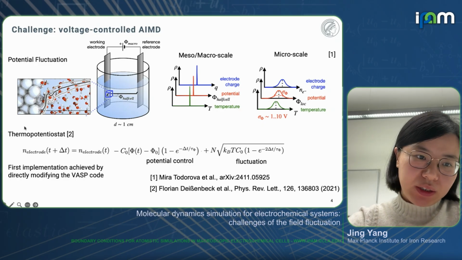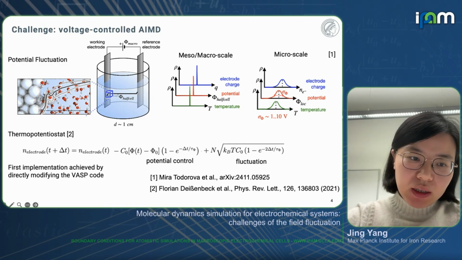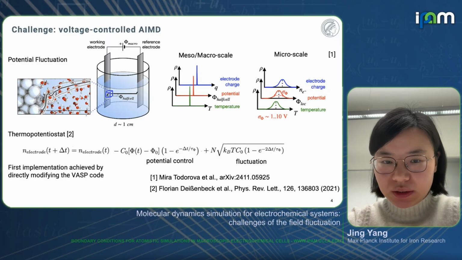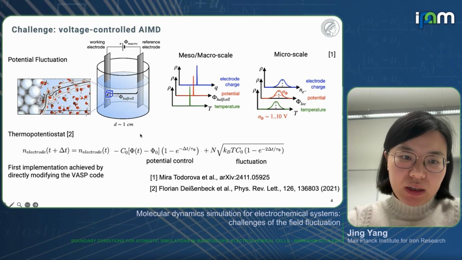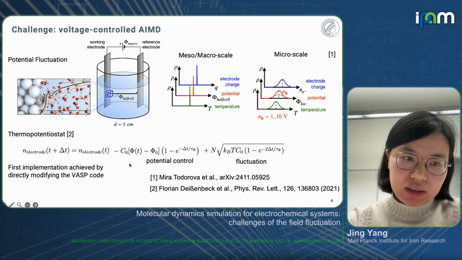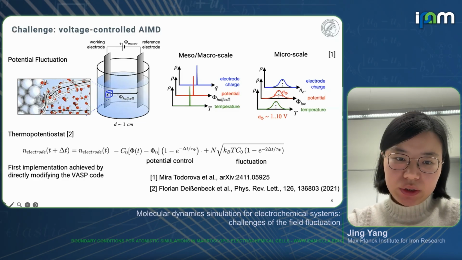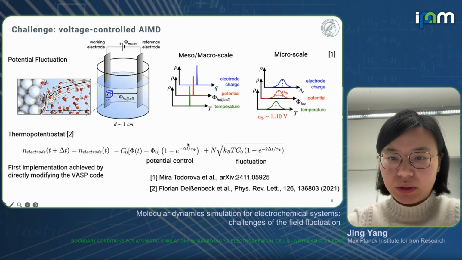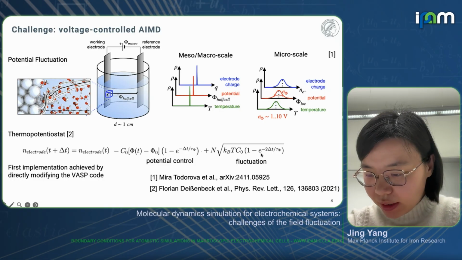This led to the development of the thermal potential stat by Florian and Stefan. I won't go into the details of this because it was almost already covered. But the main point is that in this thermal potential stat, similar to a thermostat, you have a potential control term which drives the system to the target potential, but then you also have a fluctuation term.